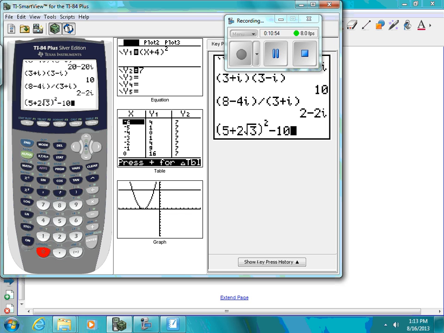Minus 10 times 5 plus 2 square root of 3. Arrow out so we can clear it. Put the parentheses around it, and then over at the end, plus 13. So we can put that in our calc.